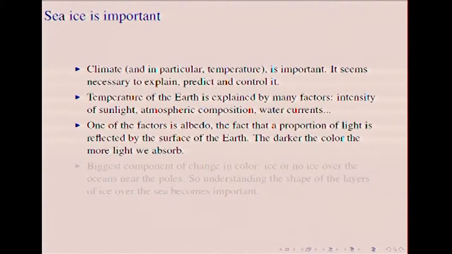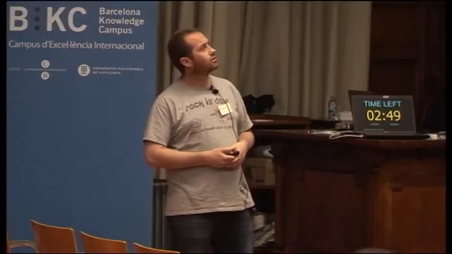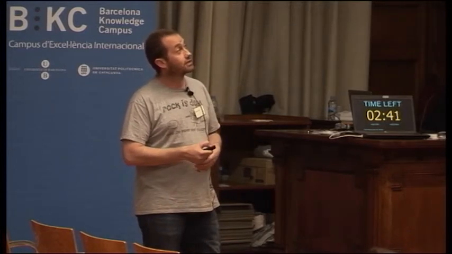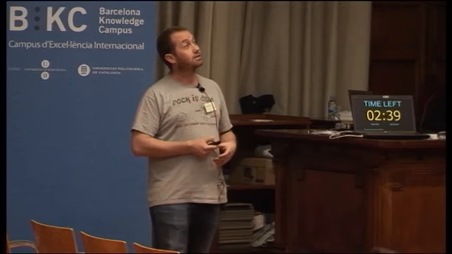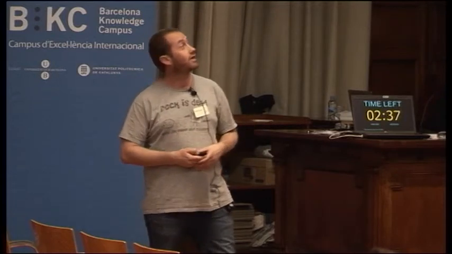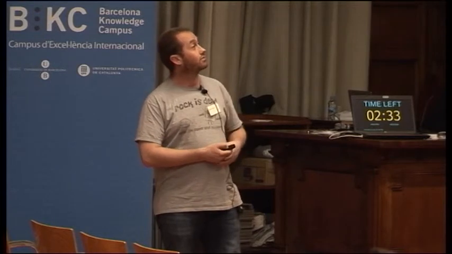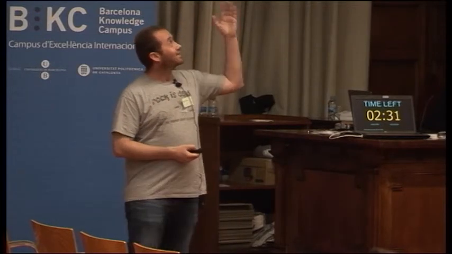Many of you may know this, but the darker the color, the more light we absorb. So, for example, white color will make more sunlight get into the Earth. And so the biggest component of change in the color of the Earth is whether we have ice or no ice over the oceans near the poles. So understanding this shape is important. Sea ice is wild.